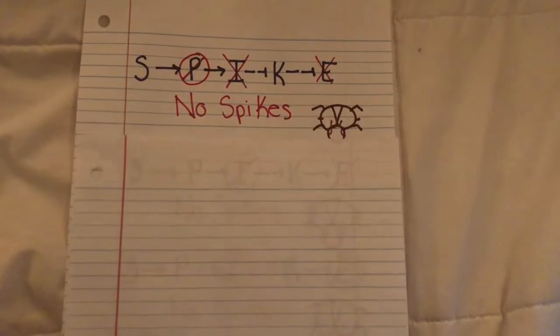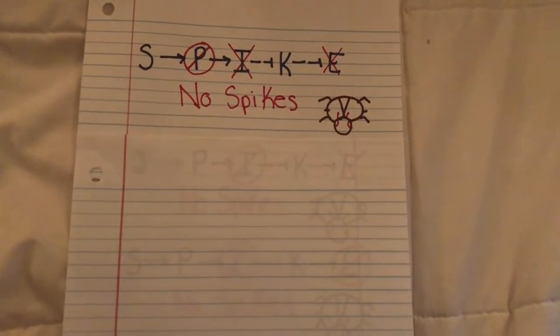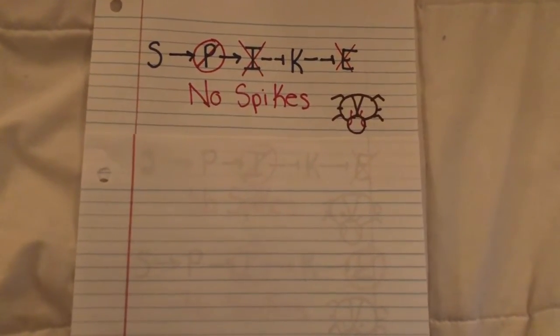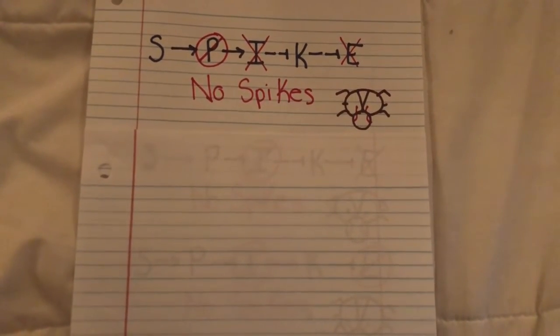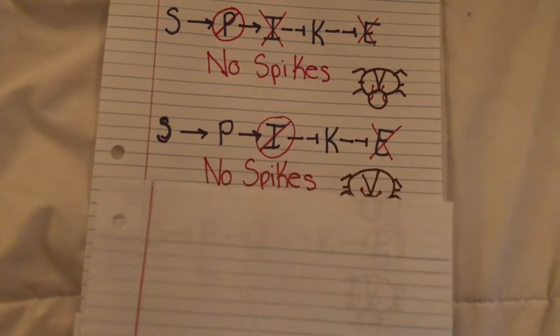Say there was a mutation that stopped the transcription of the P gene. This would inhibit the transcription activity of the I gene. Without an I gene to repress the transcription of the K gene, K can then inhibit E and there will not be any spikes produced.